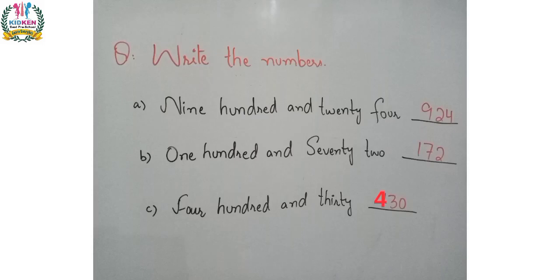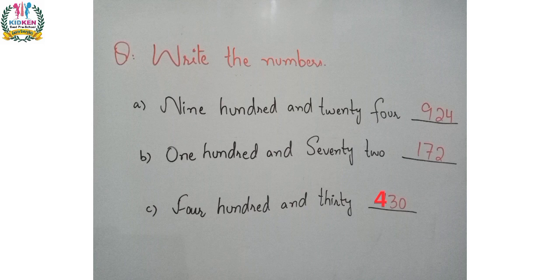Next question is write the numbers. In this question you write in numbers. The question is given to you in words and you convert it into figures. Number A is 924. So simply you can write 9, 2 and 4.